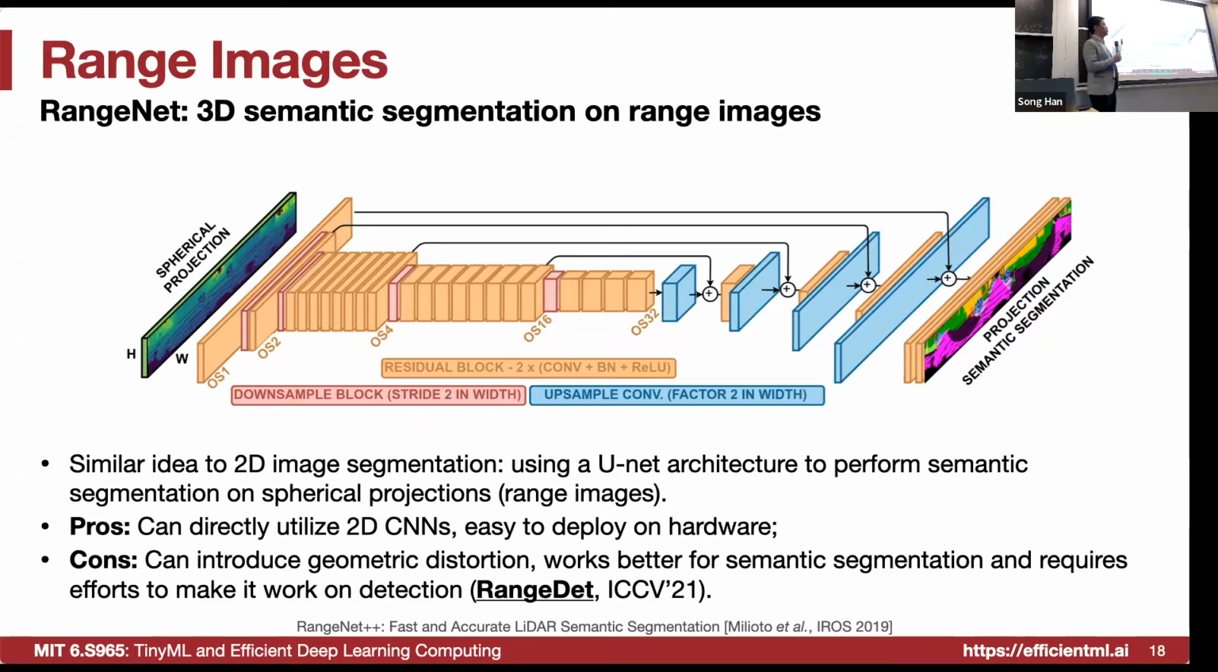So for example, if you want to do semantic segmentation, we can just run a UNet, from large resolution, then with a couple of downsampling blocks, and then use upsample convolutions to do this dense prediction, very similar to 2D segmentation.